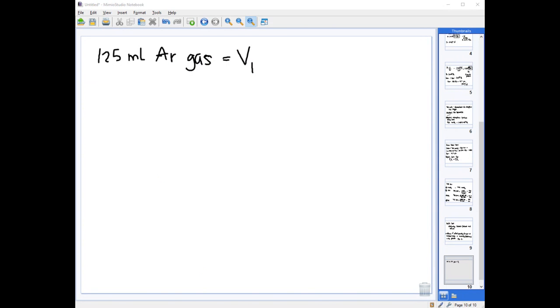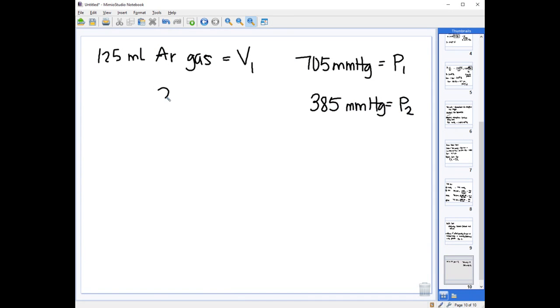And then I've got a pressure change from 705 millimeters of mercury. So that's my P1, because the problem tells me I have an initial pressure of 705 millimeters of mercury to 385 millimeters of mercury. And so that is equal to my P2. So the only one lacking is V2, so that's what I have to be looking for.